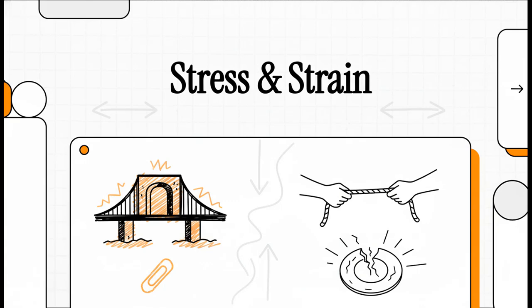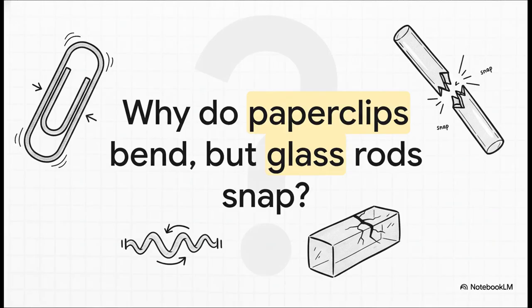All right, welcome. Today, we're going to pull back the curtain and look at this secret language of materials. We're going to figure out the basic rules that decide why everything around us, from massive bridges to tiny paper clips, either holds together or falls apart. And it all really kicks off with a pretty simple question that gets right to the heart of material science.